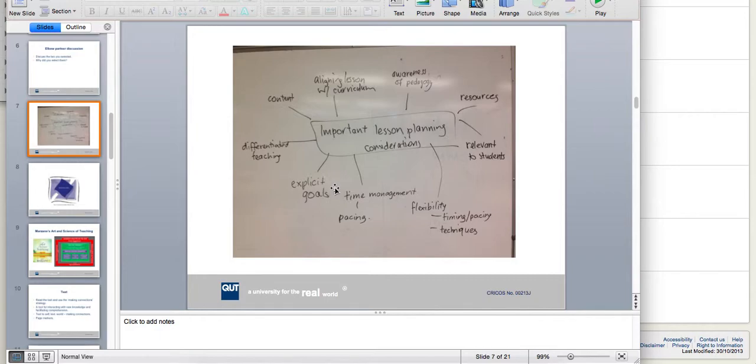Having explicit goals is such an important thing for our students, and it's such an easy thing to do. It's so simple to let the students know what their goals are in a lesson. And lastly, differentiated teaching. So making sure that we're catering for the different needs of our students. Those were the ideas that students in the workshop had about the most important considerations for lesson planning.